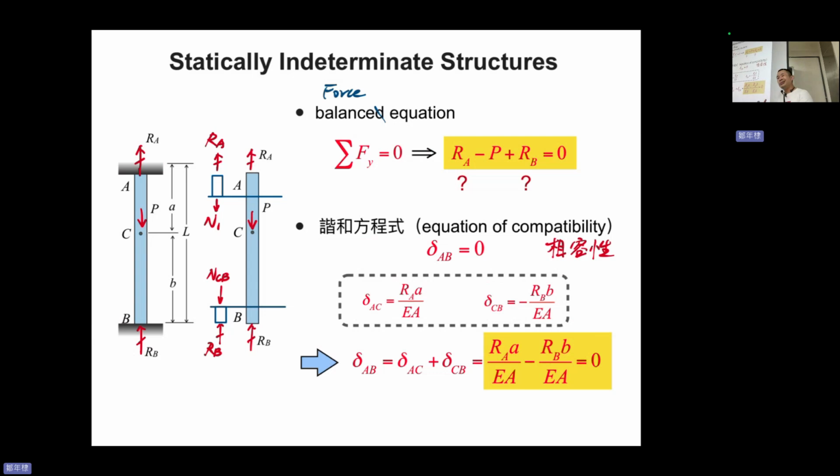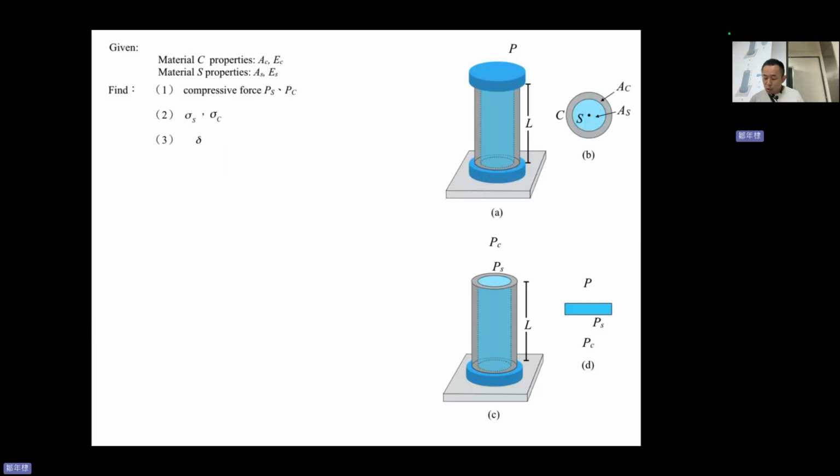Okay, I know this is a little bit conceptual. So I'll give you an example. You have two materials. The first material is C or S. Maybe C is concrete, and S is steel, I don't know. So C and S, gray is C, blue is S. Material C has property AcEc. Material S, AsEs, all right?